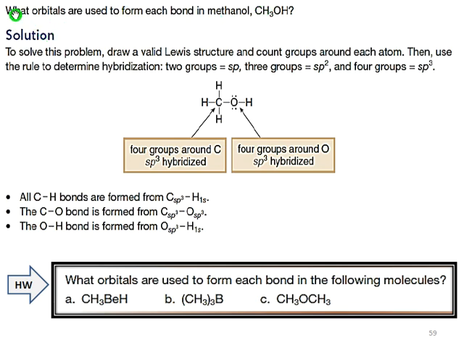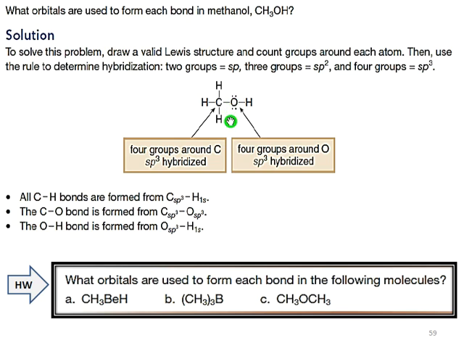And here we have one example: what orbitals are used to form each bond in methanol, CH3OH. Okay, now for this carbon, sp3. Why? Because this carbon is surrounded by 4 groups, that means it will be sp3. And this oxygen is also surrounded by 4 groups: 1 bond from here, 1 bond from here, and 2 unshared pairs of electrons, that means 4 groups.